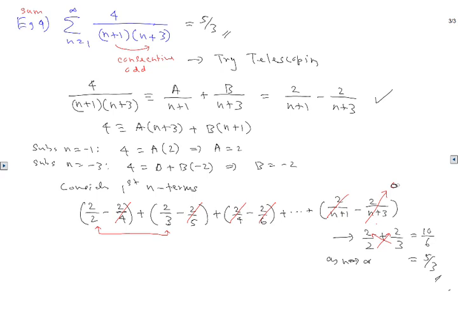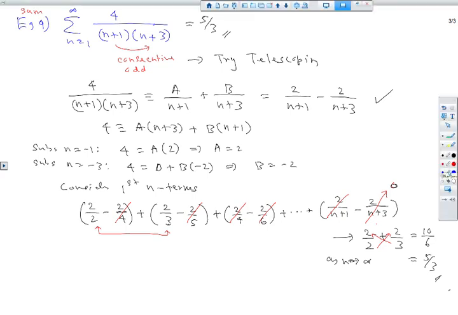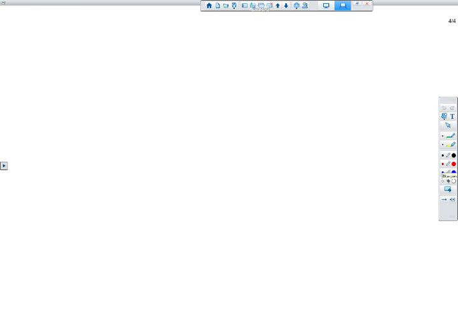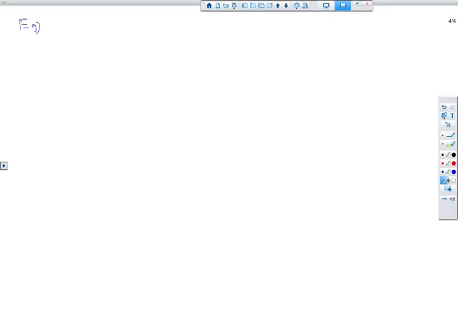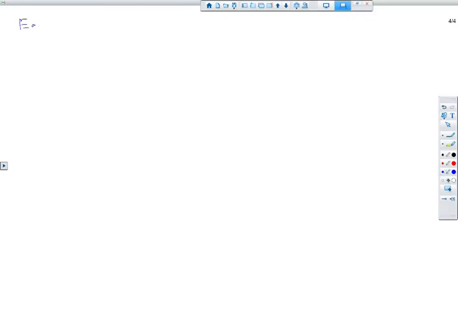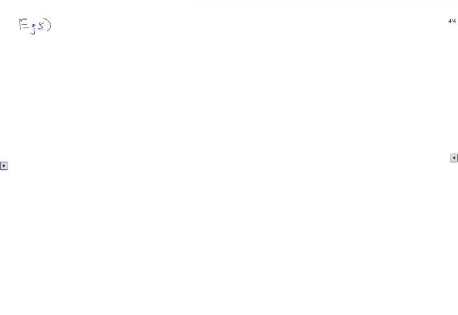So let's do the direct comparison test problem. So the next one, let's look at this. This is example number 5. Let's look at this problem: sum of n going from 1 to infinity, ln n over n, something like that.